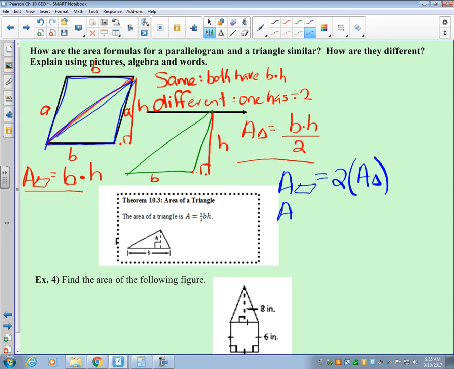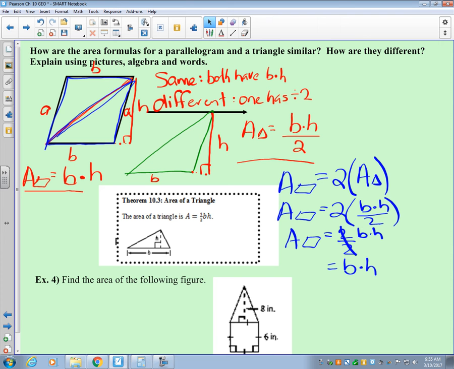So the area of the parallelogram is equal to 2 times base times height divided by 2. The 2 on the top and 2 on the bottom cancel out. So this kind of looks like 2 over 2 times base times height. 2 divided by 2 is 1, and the area is base times height.